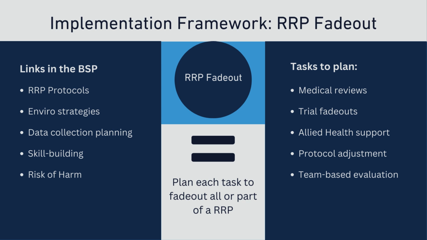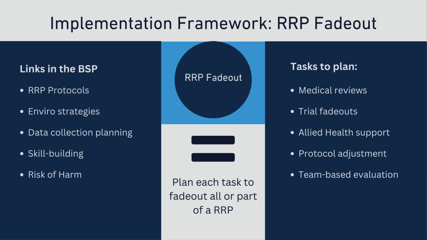So RRP fade out is basically the idea of planning each task to fade out all or part of an RRP. And we need to remember that restrictive practices may take some time to fade out. It can be a slow process. It can be a staged process.